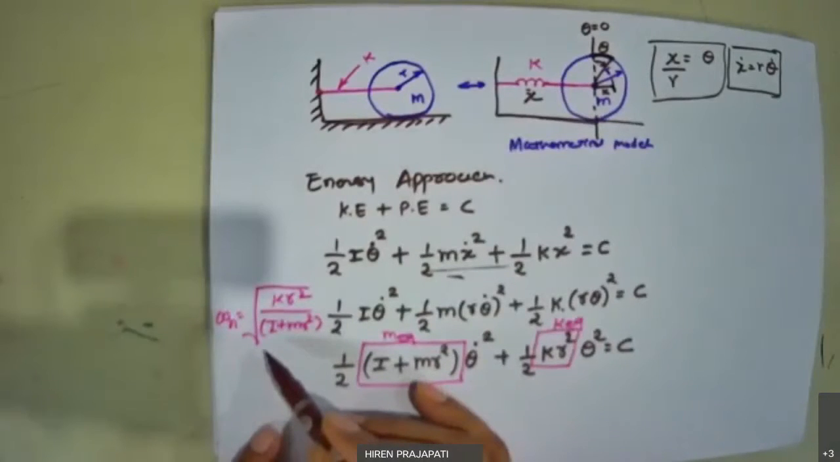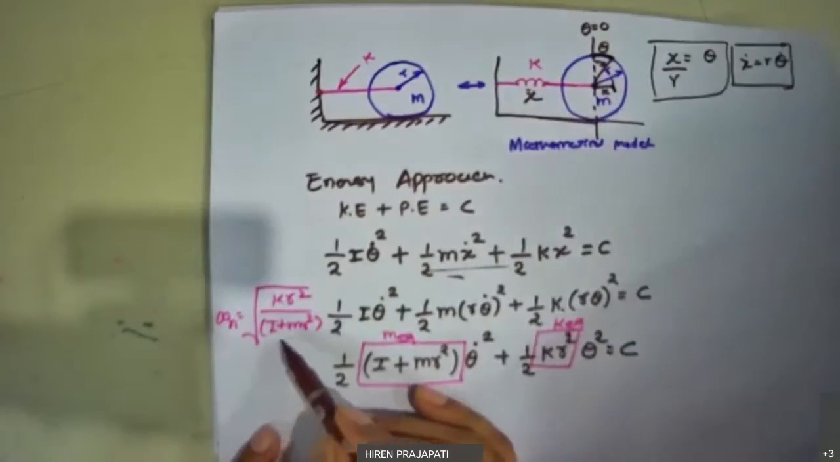Now we know what is the natural frequency equation for a single spring mass system. It's the square root of k by m.